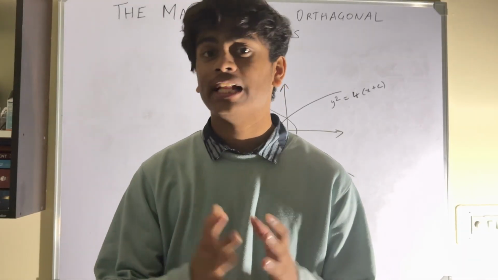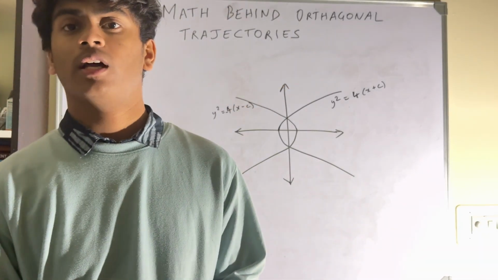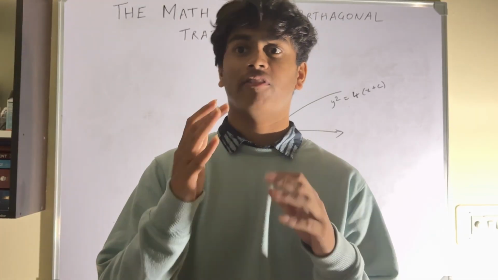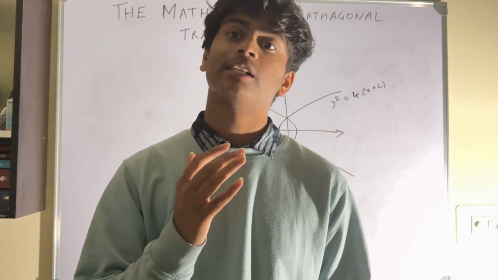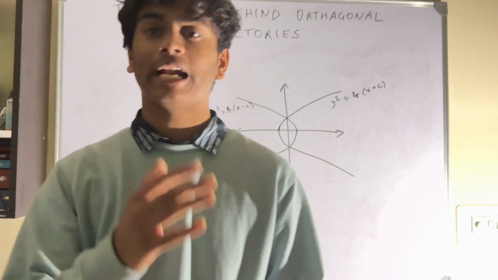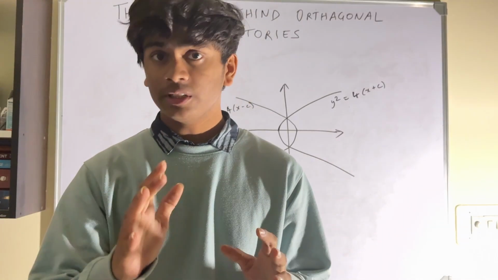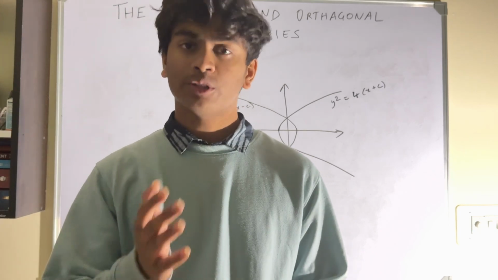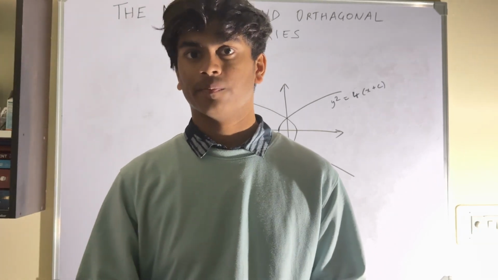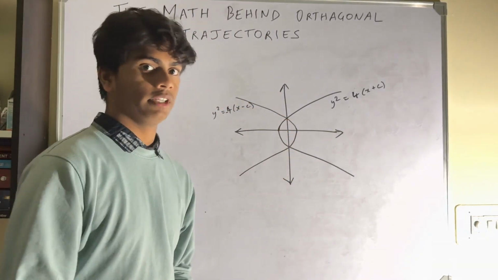Let's understand what the self-orthogonal trajectory is. A self-orthogonal trajectory is a one-parameter family of curves with a unique property that any two distinct curves from the same family intersect at a right angle. In simpler terms, if we pick two curves from the same family of curves, they should intersect at a 90-degree angle. Let's see this family of curves.